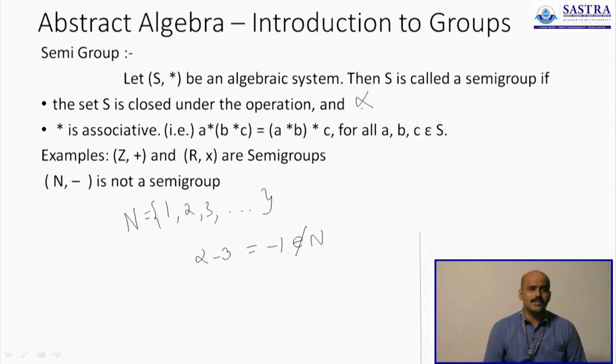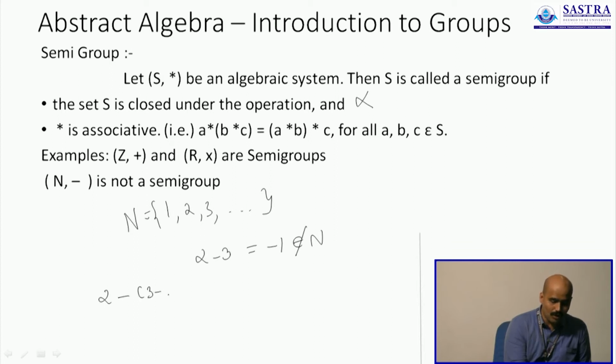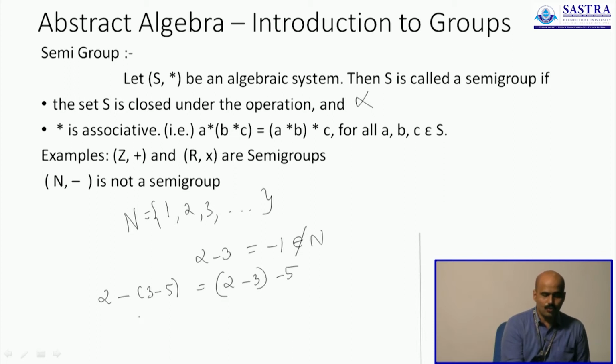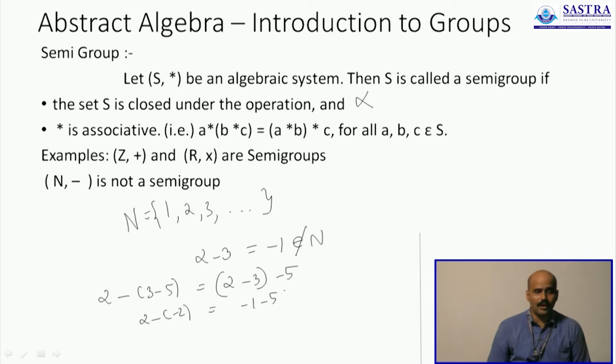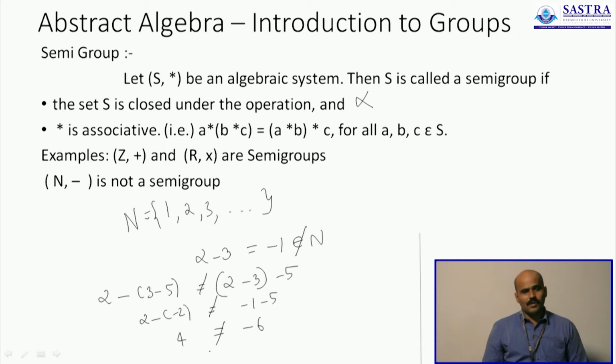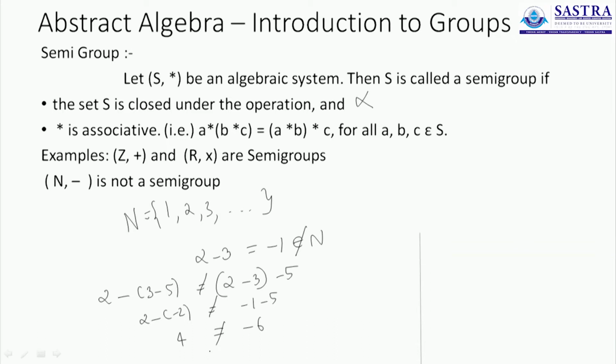What's interesting to see is that condition number 2 is also violated. The operation of subtraction is not associative. I do these operations, and the answers will differ. 2 minus (-2) is what I get on the left, and -1 -5 is what I get on the right. So one answer is +4 and the other answer is -6, and the answers are not the same. The operation of subtraction, and a little later we will also discover that the operation of division, is also not associative. Therefore N minus, the set of all natural numbers under subtraction, will not form a semi group.